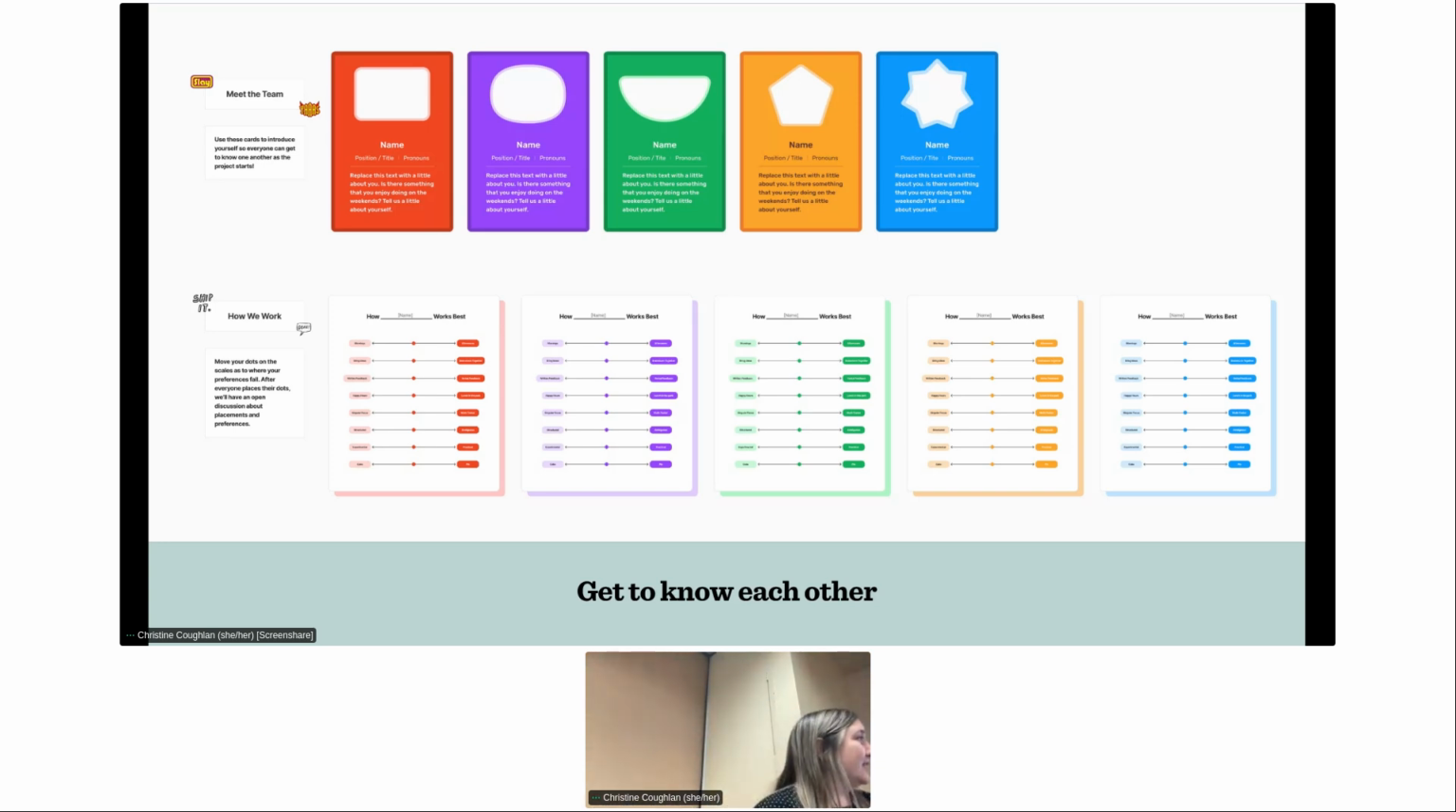The second activity here is a whole activity around preferences. So this is a little slider, and each of these have examples. They have words.